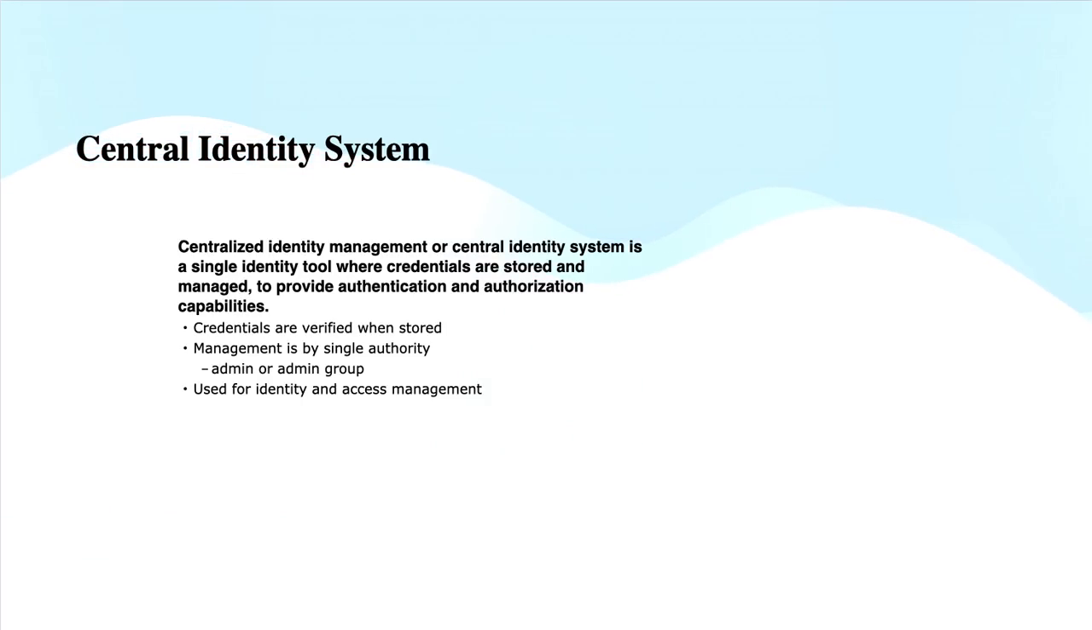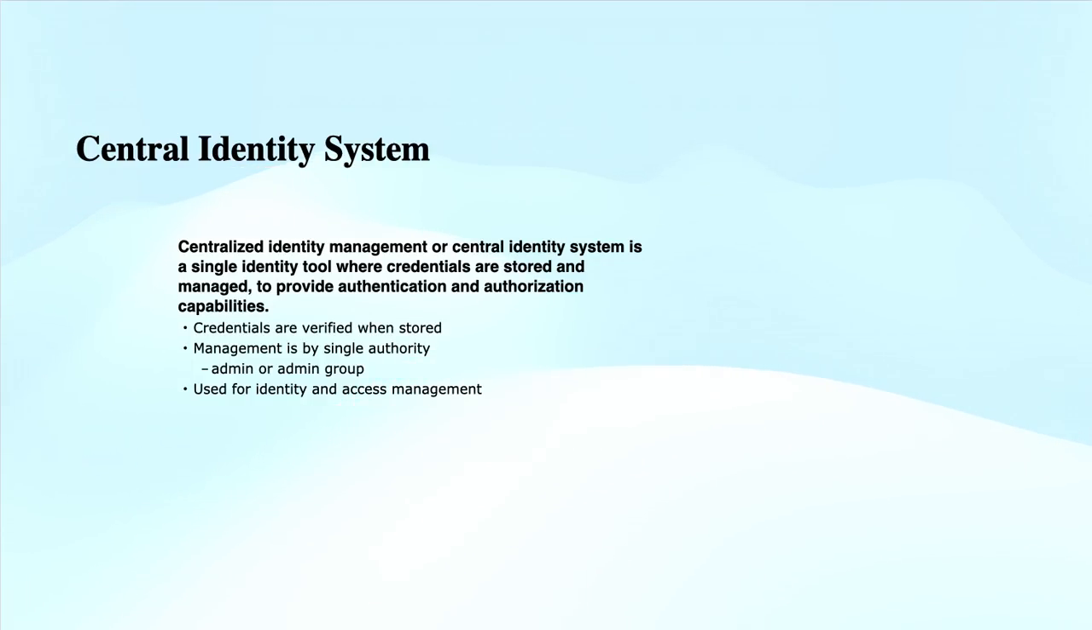The key characteristics of centralized identity management systems are, first, a single source of truth. All user identities, including the username, passwords, roles, and permissions, are stored in one centralized system. This ensures consistency across the applications and services. This is the single source of truth.